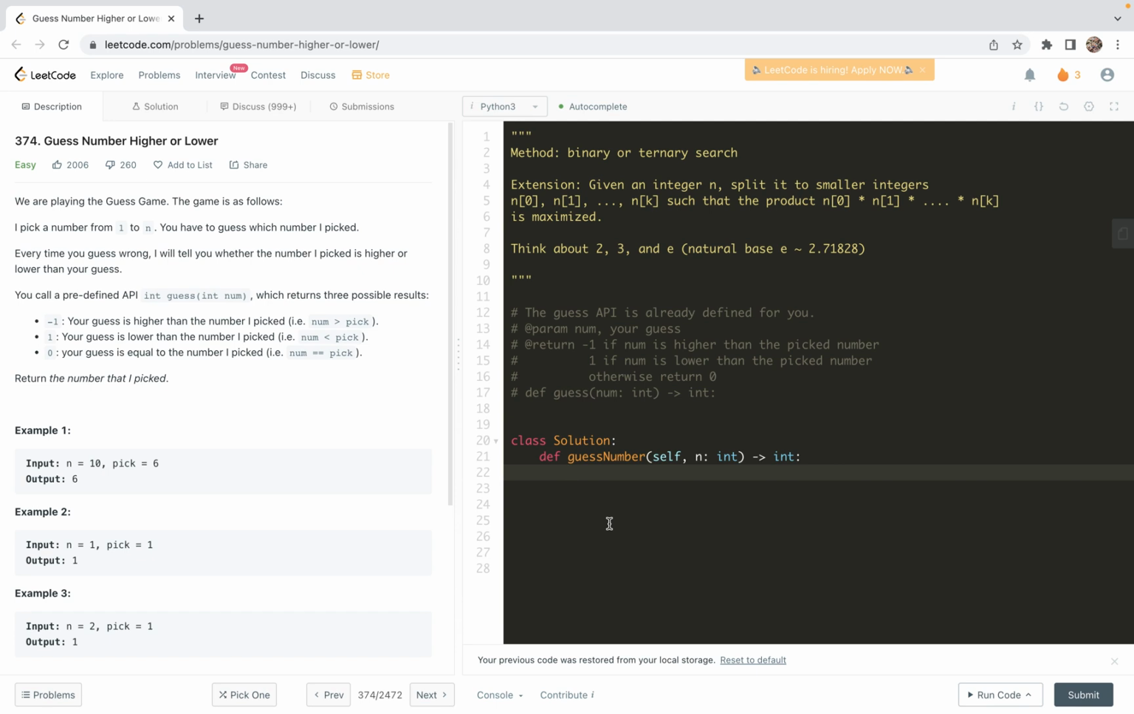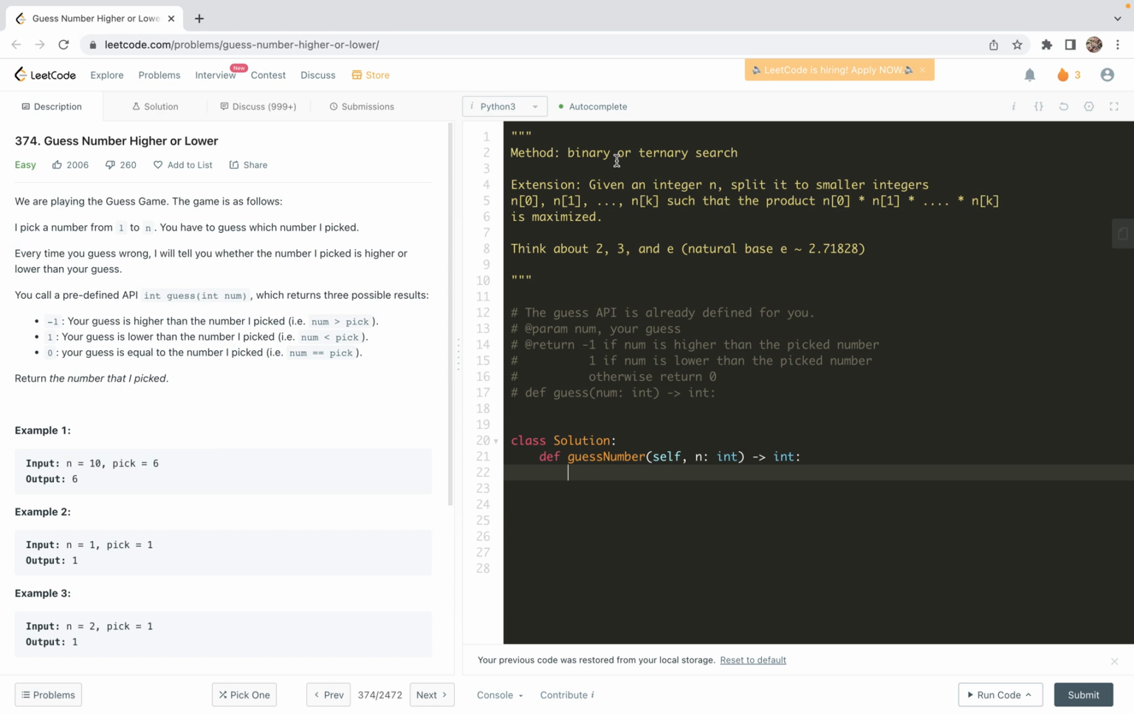Let's have a look at problem 374. Guess number, higher or lower. So this problem actually is an easy problem, but it's very interesting. This is an interesting game played by kids. In this video, we're going to share a solution based on binary search or ternary search.